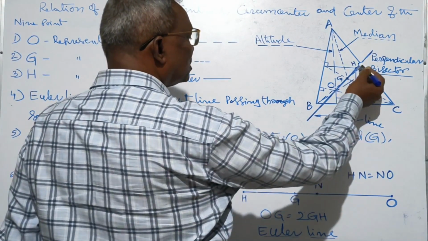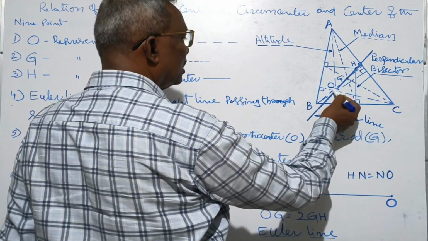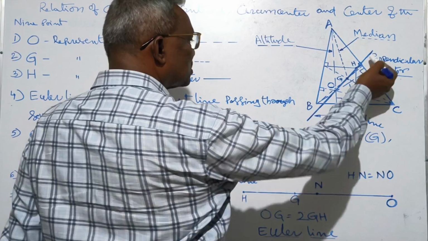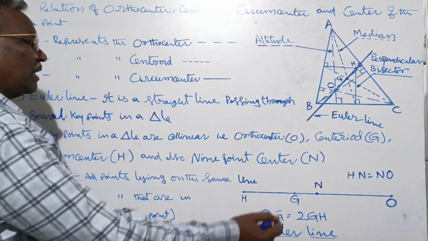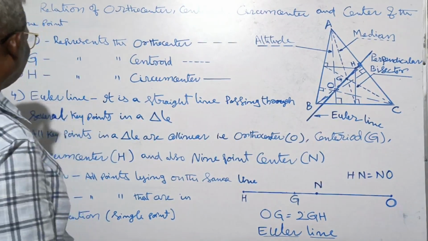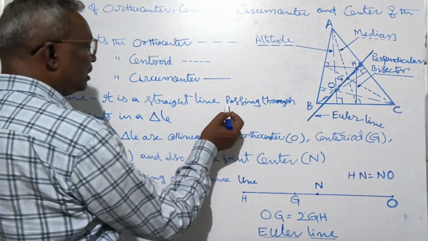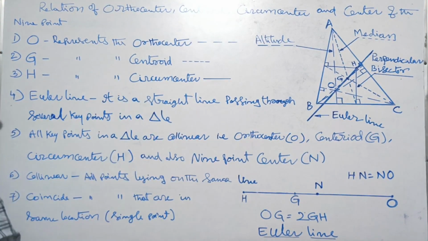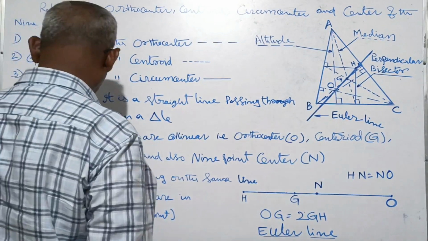These three points, orthocenter, centroid, and circumcenter, pass through one straight line. That line is called Euler line. It is a straight line passing through several key points in a triangle.